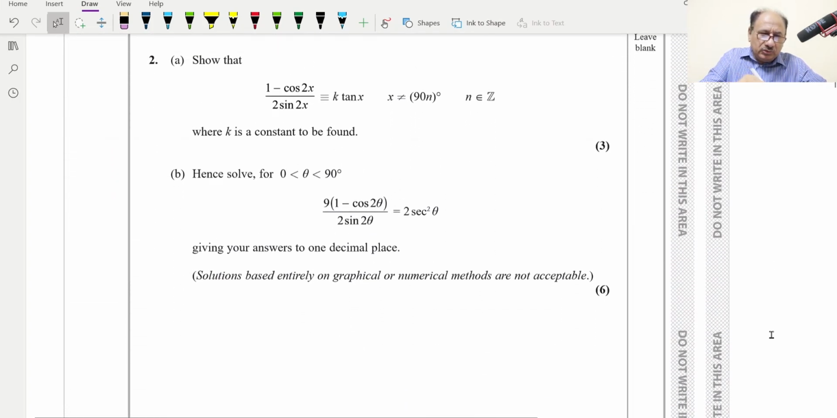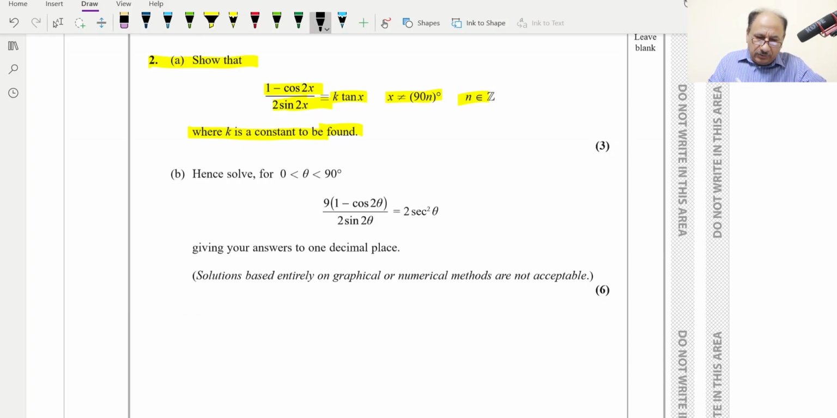Question number 2 says we have to show that this is equal to k tan x, where x is not equal to 90n degrees and n belongs to the integers, where k is a constant to be found. We need to find the value of k.